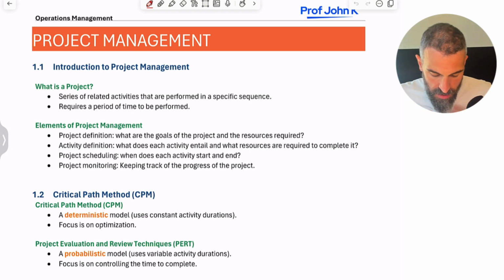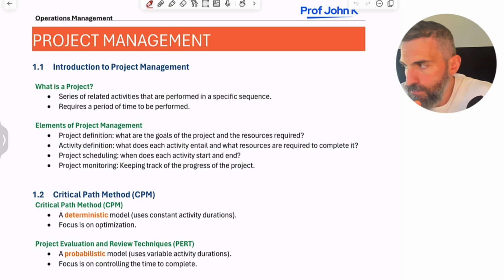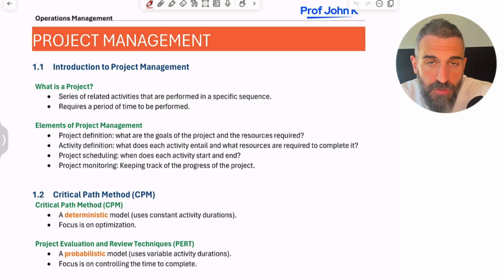Okay, so let's get into this. So project management. Now, project management can be applied to pretty much anything. It can be applied to building a home, if you're a contractor. It can be applied to a legal defense, if you're a lawyer. It can be applied to a school project, if you're a student.